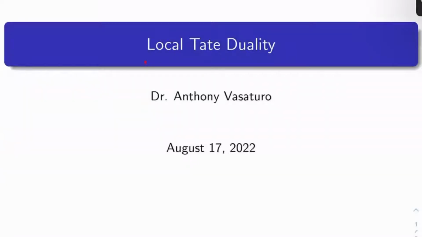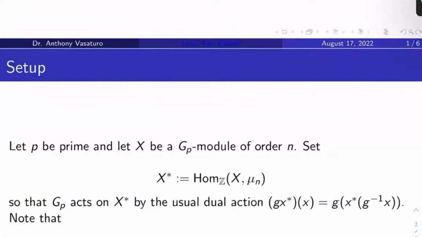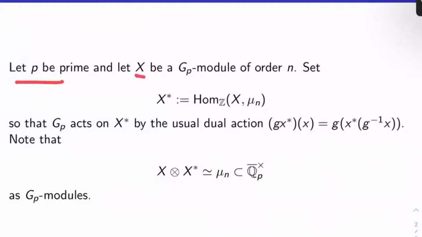This video is all about local Tate duality. So the setup is: p will be a prime and X will be a G_p-module of order n. Remember, G_p is the local Galois group at p, it's G_{Q_p}. We're going to let X* be the dual of X. So that's the Z-homomorphisms from X to the nth roots of unity, mu_n.